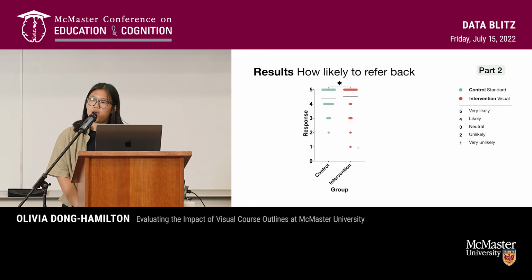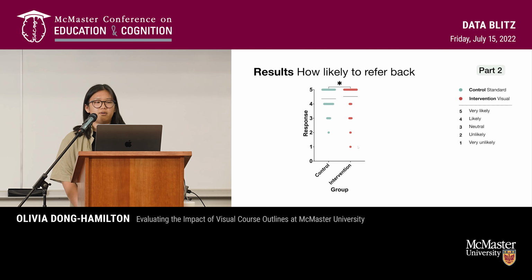From Part 1, just because of the time restraints, I don't have too much time to go into it, but basically what we found from the data is that students are very likely to refer back to a course outline, and they're most likely checking the course evaluation, assignment evaluation scheme. So here we're just going to delve into Part 2 of the results.